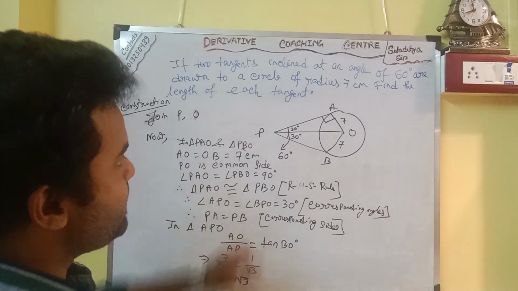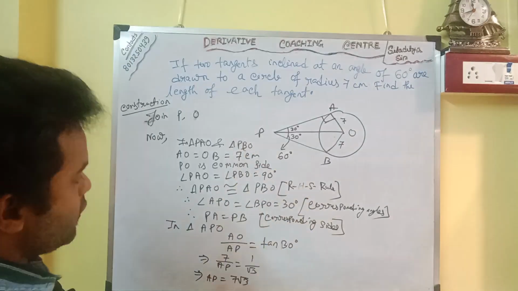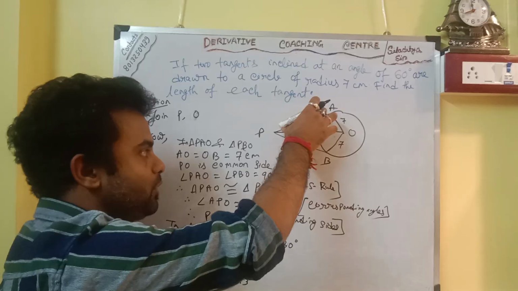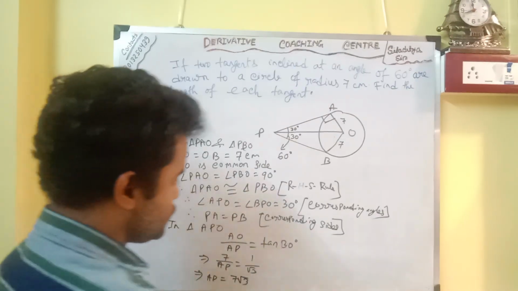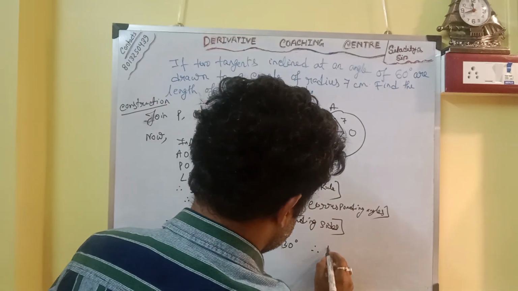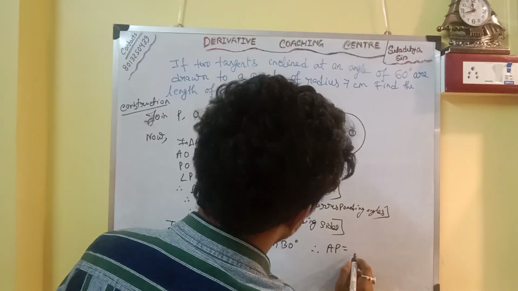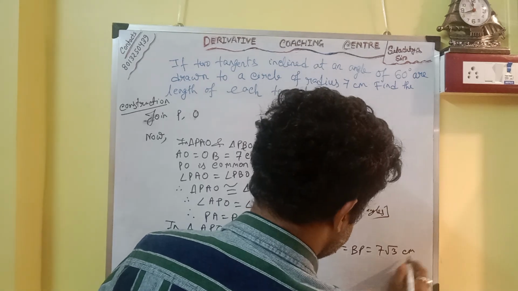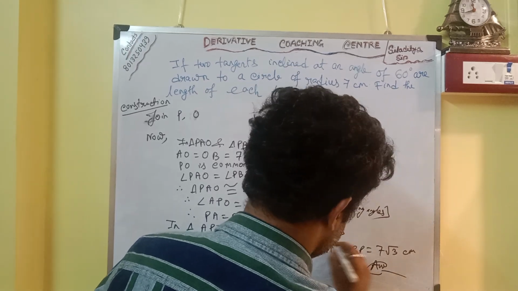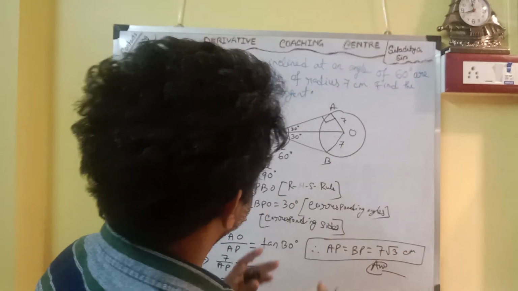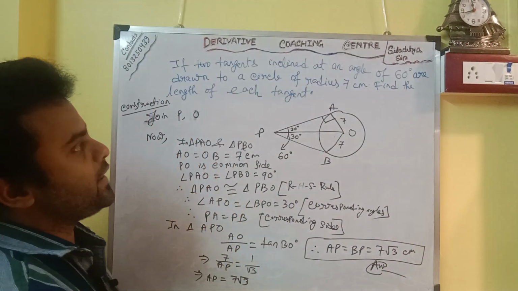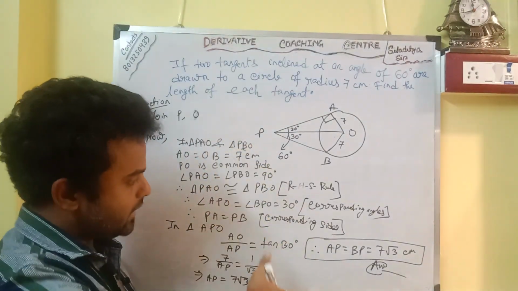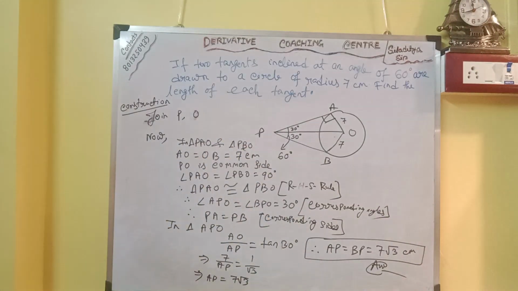Okay, so AP means the length of the first tangent, and we already discussed that if the two triangles are congruent, then PA equals PB, the lengths of PA and PB are equal. Therefore, BP equals AP, that is 7√3 centimeter. So that is the answer. This is a very important question, and this kind of problem we solve in this way. Okay, clear? Solve it.